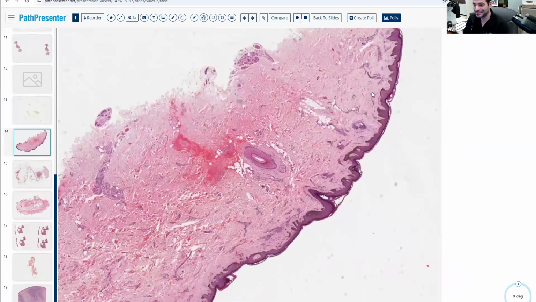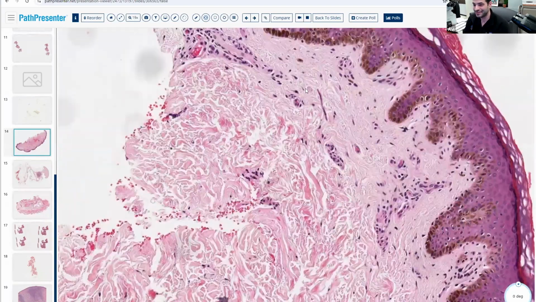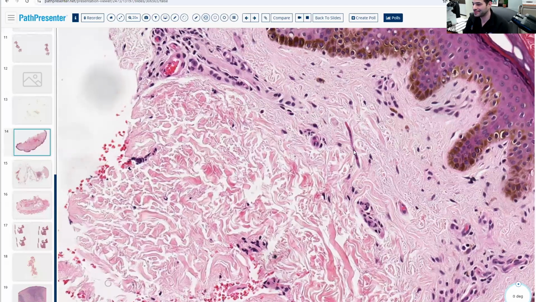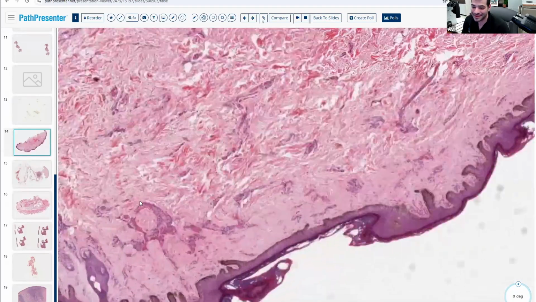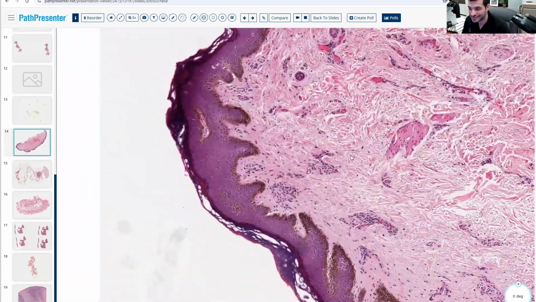Okay. And here we saw onchocerciasis, but here are the microfilaria of onchocercal dermatitis. These can be very subtle. You can almost think this is like an elongated dermal dendrocyte or histiocyte. But it's not. It's a microfilaria.